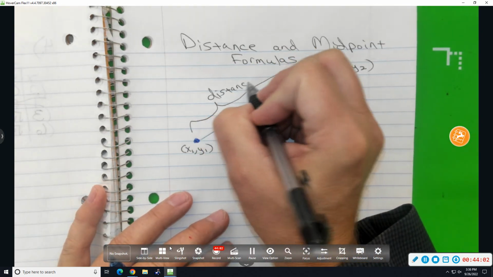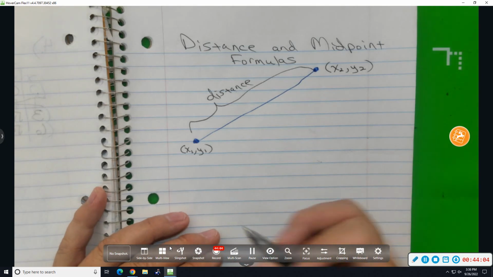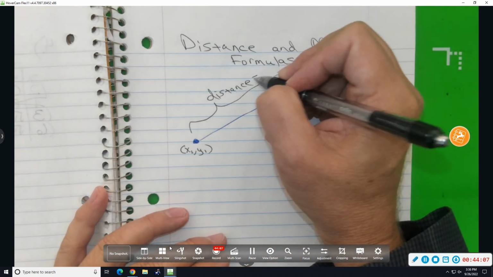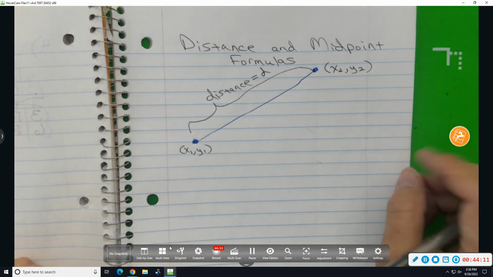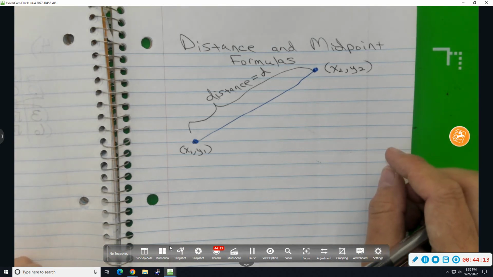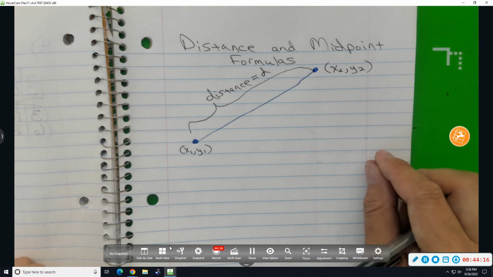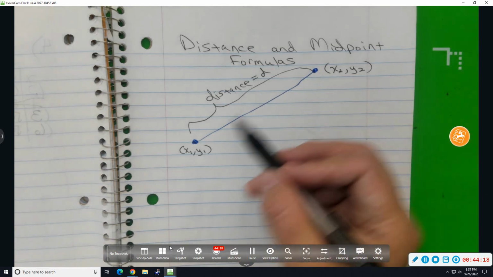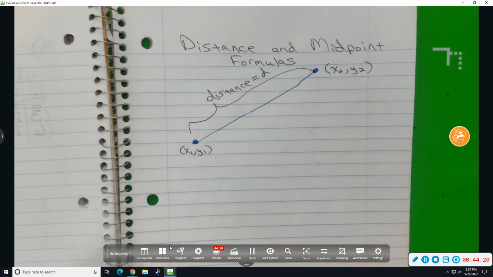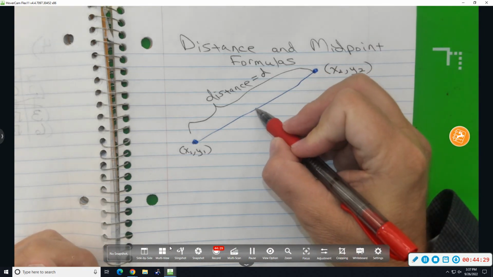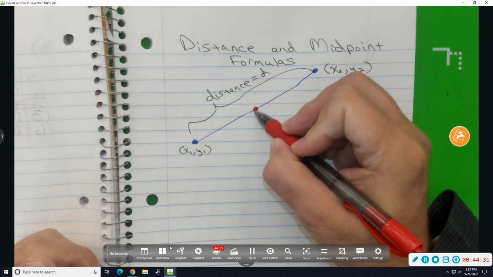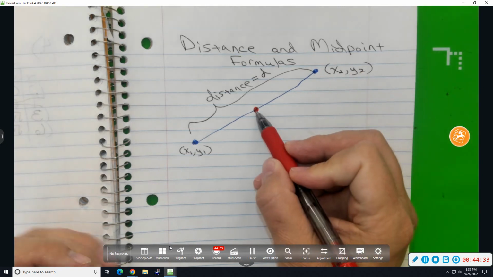That distance is the length of the line segment, and I'm going to denote that with just a lowercase letter d. The midpoint is exactly what it sounds like. It's the point that's midway along that line segment. It would divide the line segment in half by length. Where would that midpoint be? It's right in the middle. Does it look like right out here? So this red point is the midpoint.